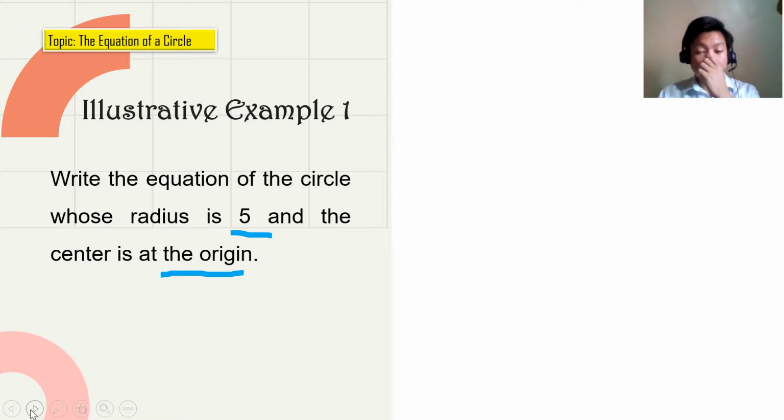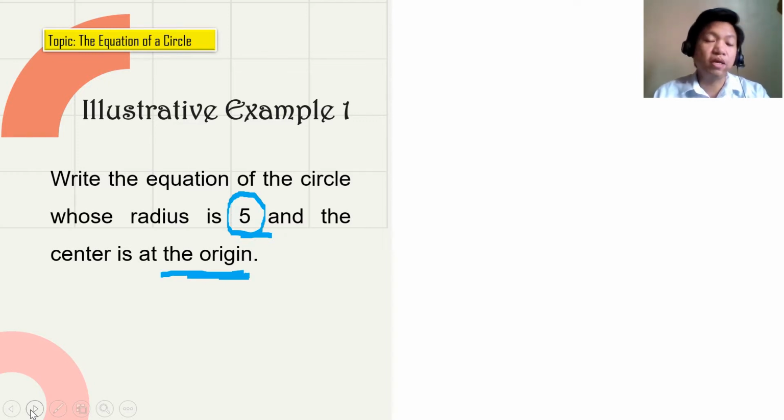Okay, so every time na meron tayong questions about the equation of a circle, ang pinakamahalagang given na dapat laging meron tayo is syempre yung radius natin and the center of the circle. So, yun lagi yung titingnan nyo dyan, no? Every time na magsosolve kayo ng equation of the circle. Okay, so dito, binigay yung radius natin. Meron tayong 5 units for the radius.